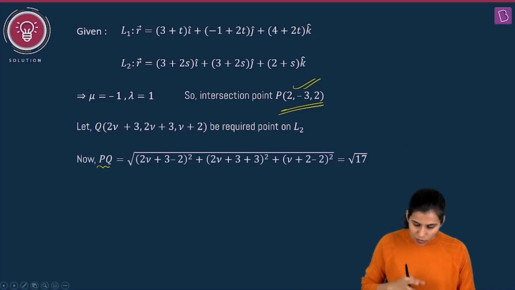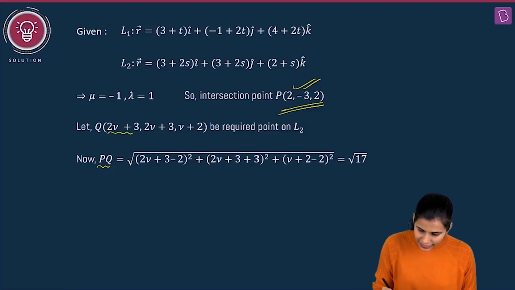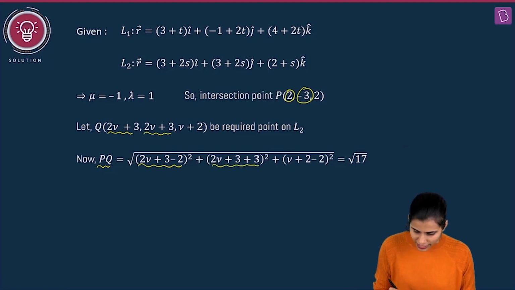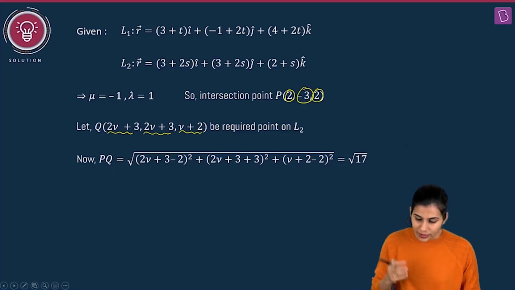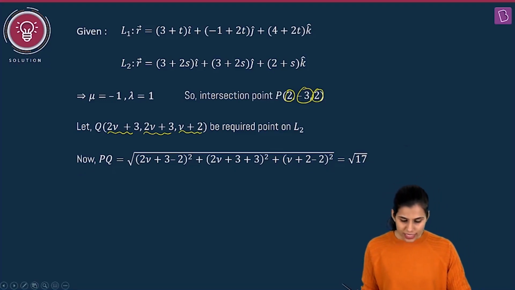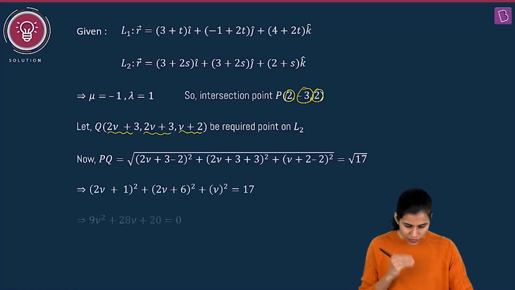That will be what? Positive square root of difference in the x coordinates whole square plus difference in the y coordinates whole square plus difference in the z coordinates whole square. This is the distance between P and Q, which is given to us as root 17 units. Now you know what to do next. Of course, we will be interested in getting rid of the square root sign. So I will be squaring both sides, resolving this.